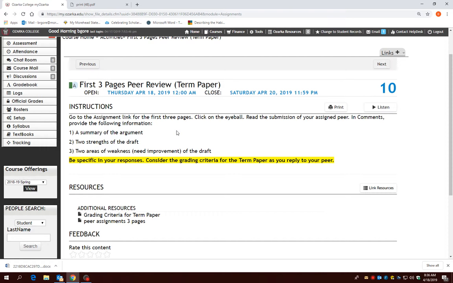So you'll have a summary of the argument. This should be 2 or 3 pages. John Smith is arguing that, and you can provide a little bit of information there. And then I want you to note 2 strengths of the draft and 2 areas of weakness.